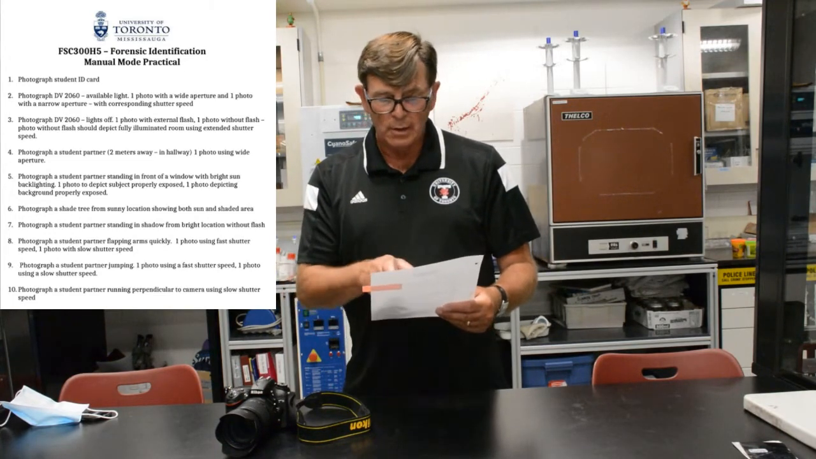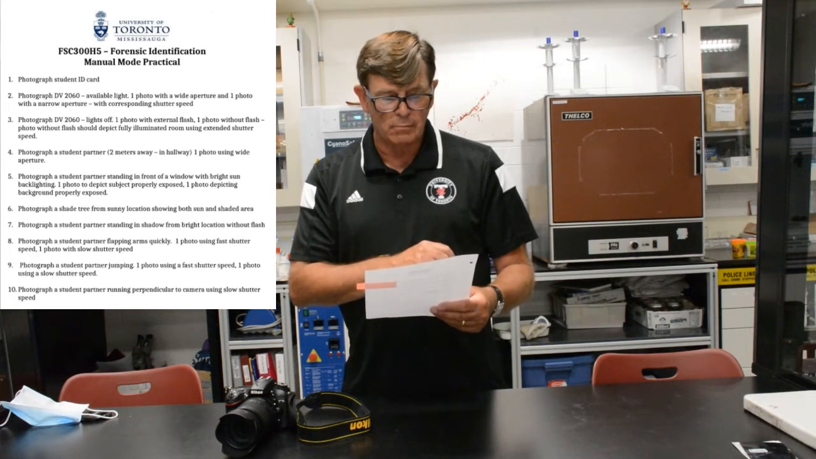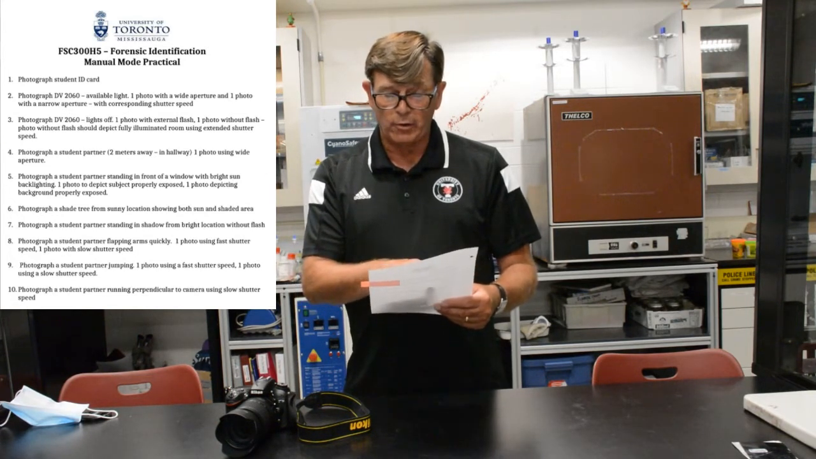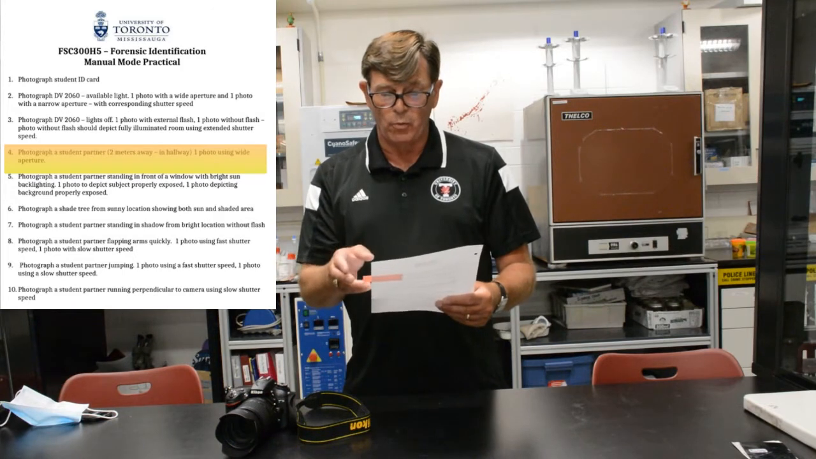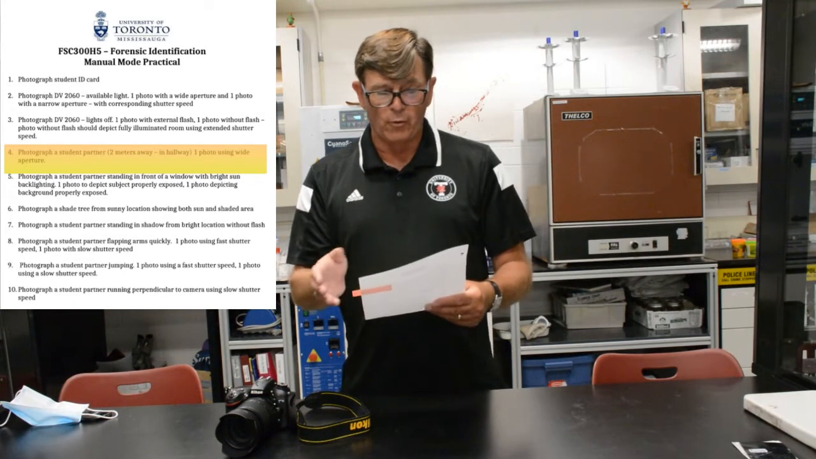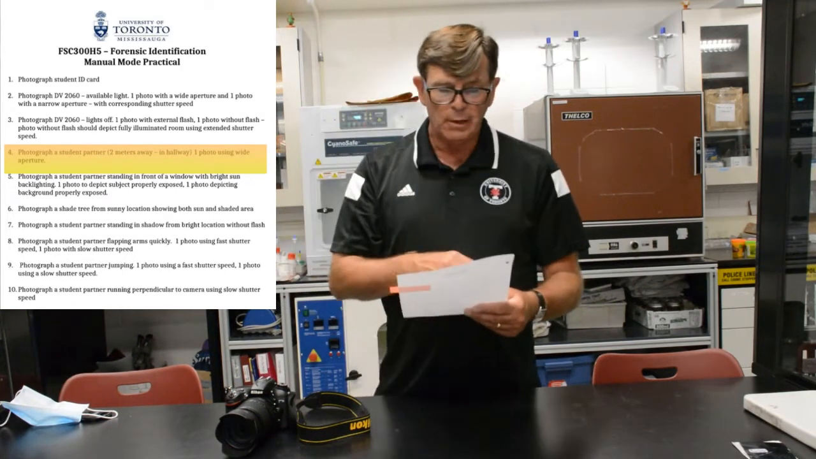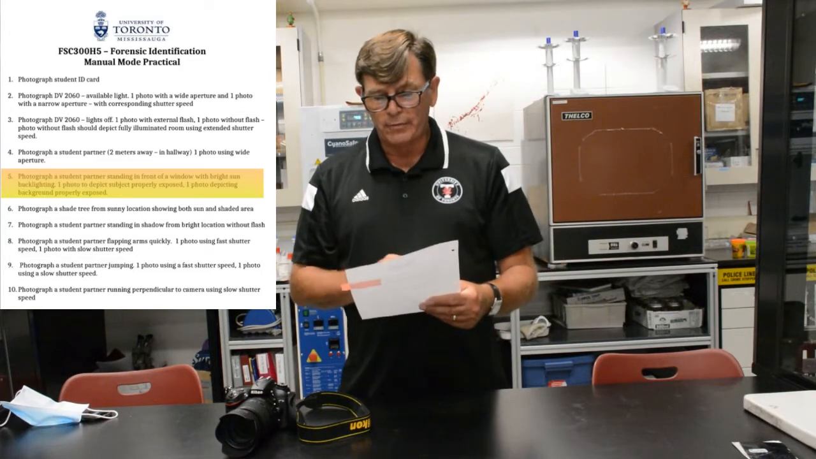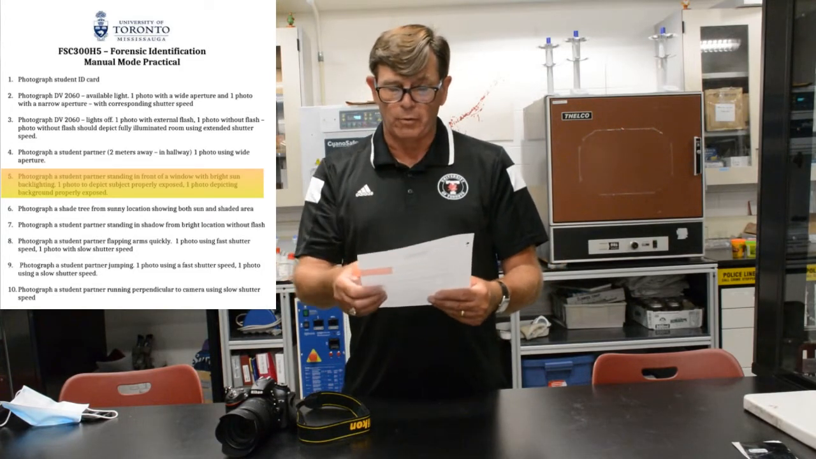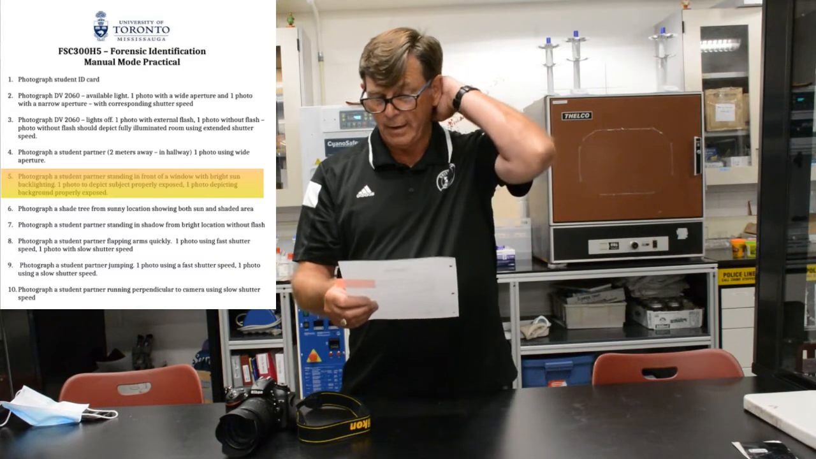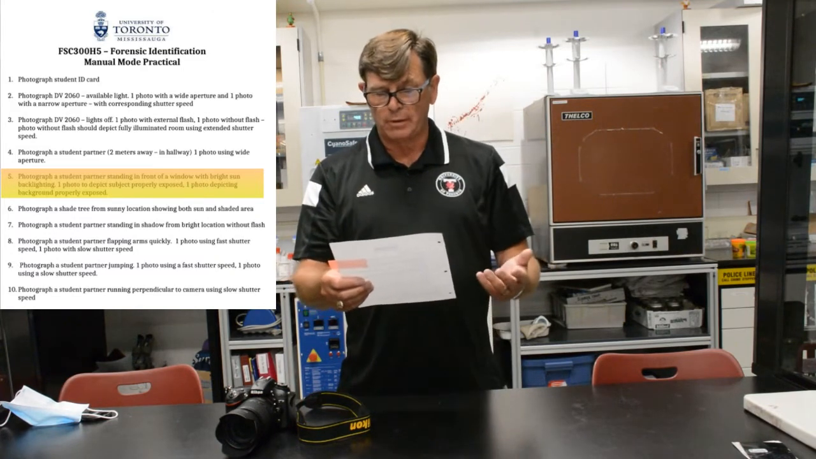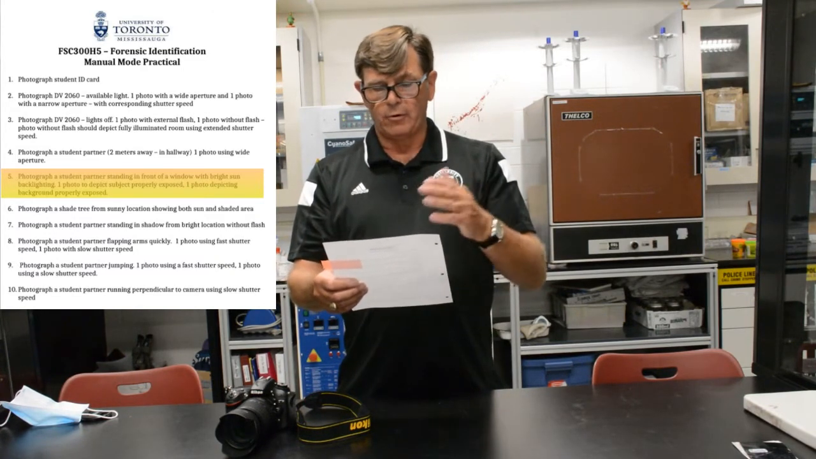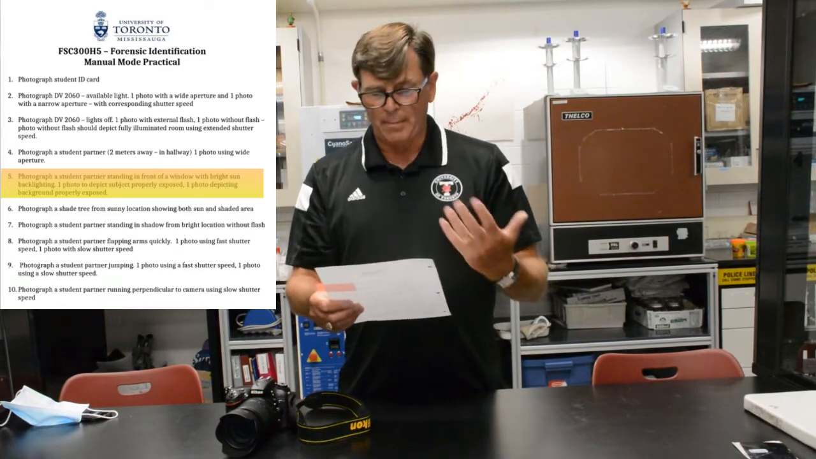Carrying on as well, task number 4, photographing a student partner, again 2 meters away, one photo using a wide aperture. Number 5, photographing a student standing in front of a window with a bright sun backlight, a photo depicting the subject properly exposed, a photo depicting the background properly exposed.